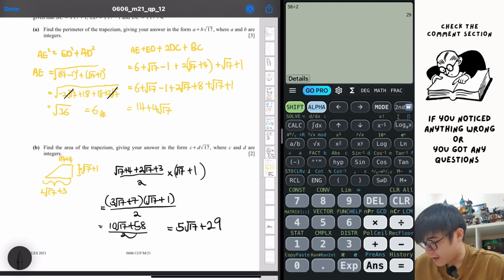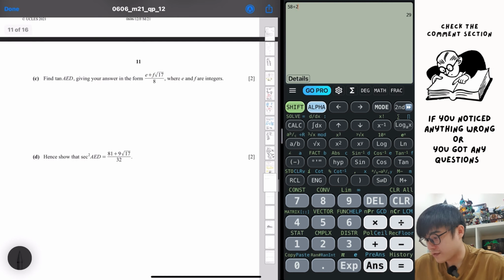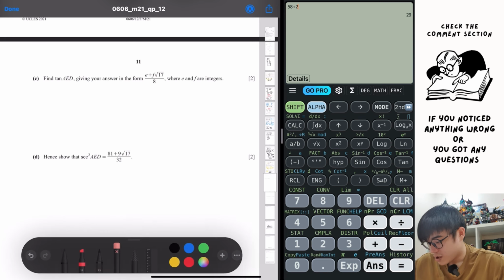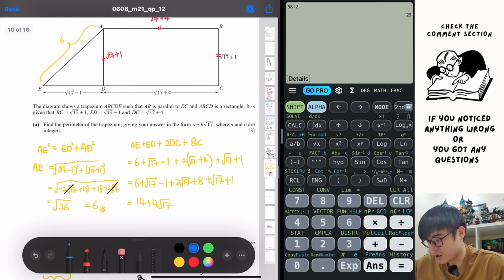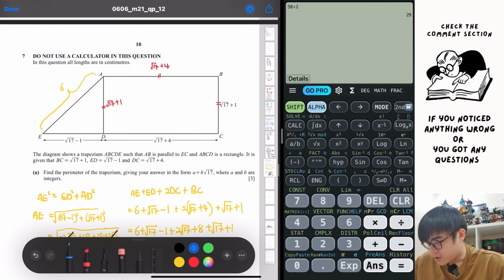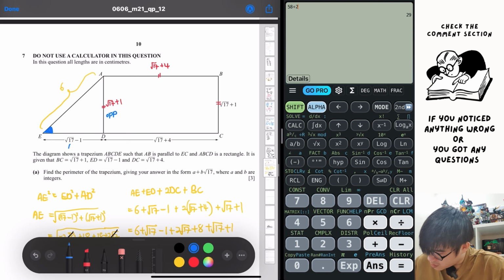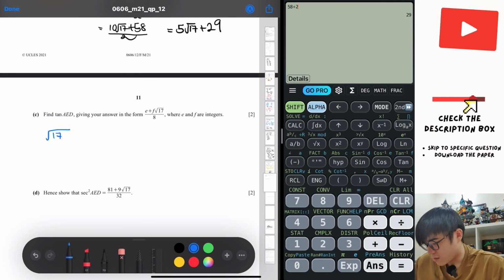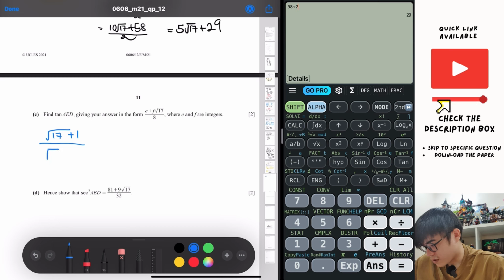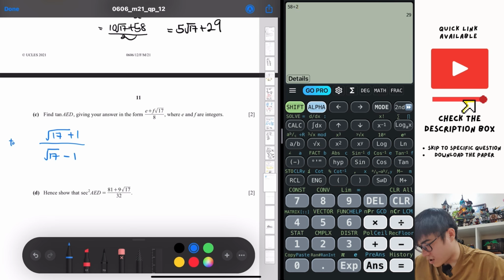Moving on, we have section C, where they're asking for tangent AED. Let's have a look at our sheet here. They wanted tangent AED. It's referring to this. We'll be using its opposite and adjacent to complete the calculation. So we have square root 17 plus 1 at the top divided by square root 17 minus 1. So this will be our tangent AED's result.